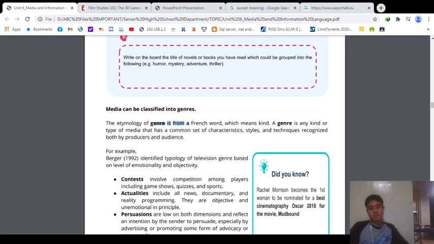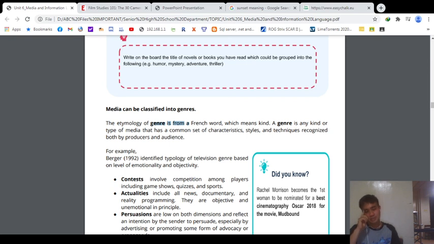For example, okay, Berger identifies a typology of television genres based on level of emotionality and objectivity. First is the contest, okay? It involves competition among players, including game shows, quizzes, and sports, okay? So we have examples in this class, like what you see on your TV, commonly seen on channel 2, those game shows, like Who Wants to Be a Millionaire, and sports, no? Okay, the next.